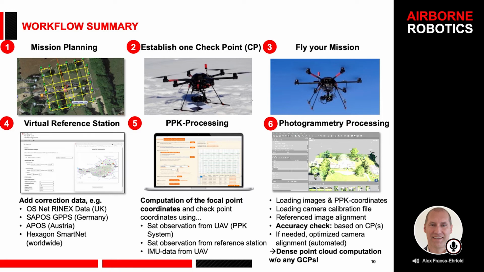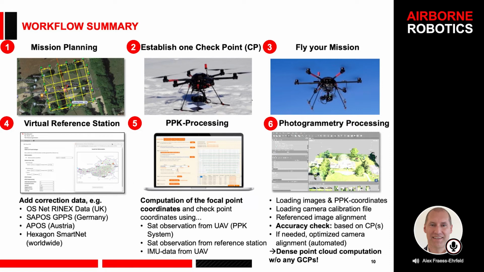Before you fly, you establish at least one checkpoint. That's not a control point, it's just for checking your accuracy at the end, so you don't need a base station for that. You just take your drone, place it above a target, and trigger one or two images. And then you're good to go. You can fly your mission. We will see this on the slides further down the presentation.